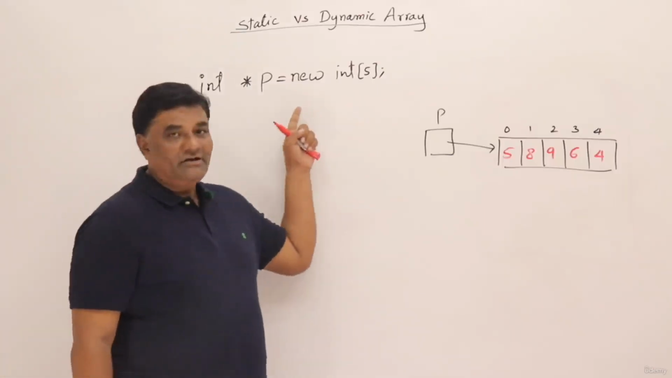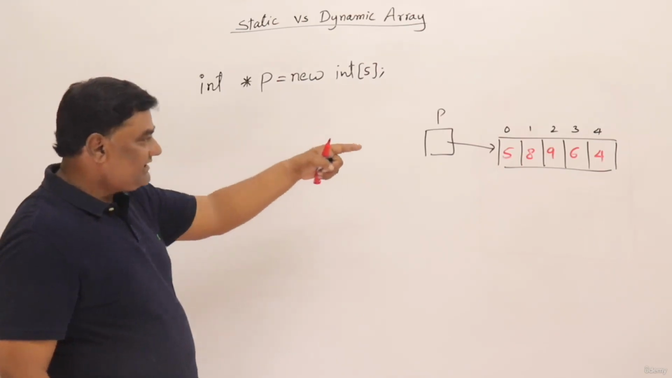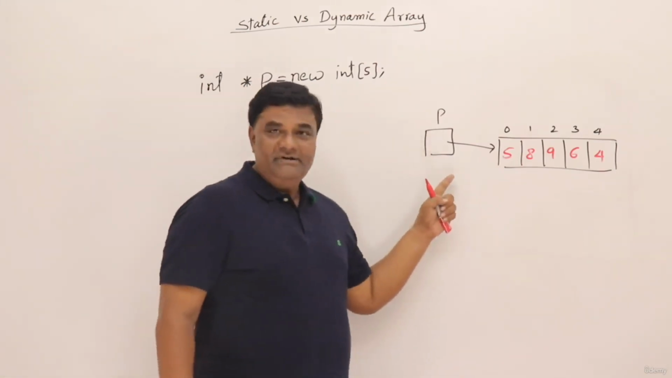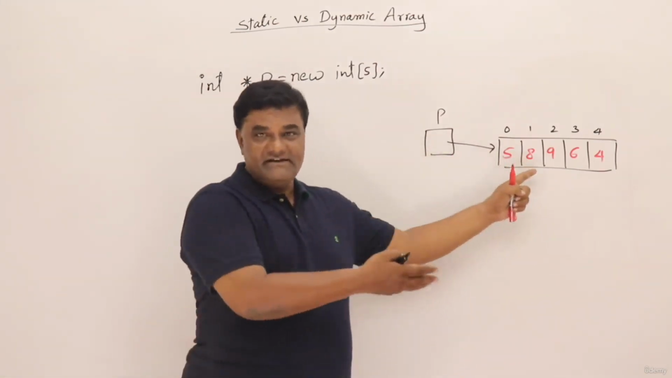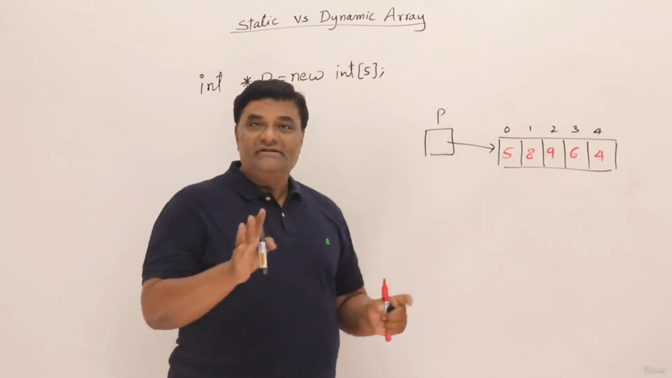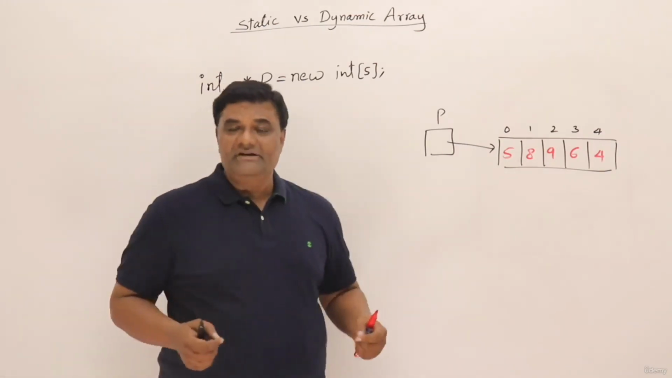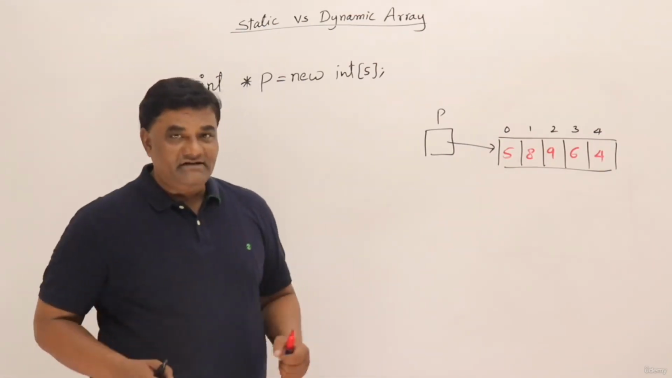Here I already have an array of size 5 that is created in heap, and a pointer is pointing to that array. So this is a pointer P, and this is in stack, this is in heap. We know this very well now. So this is pointing there. Suppose it already has some elements. That size 5 is not sufficient for me. I want a larger size array.